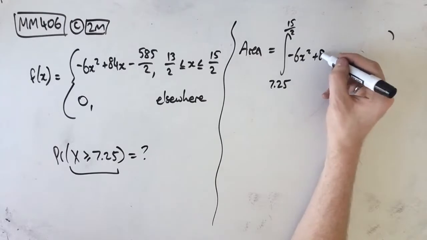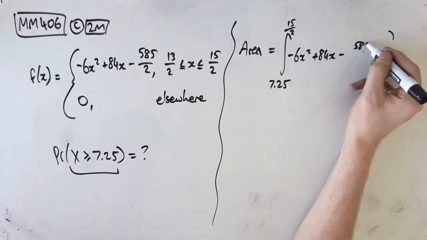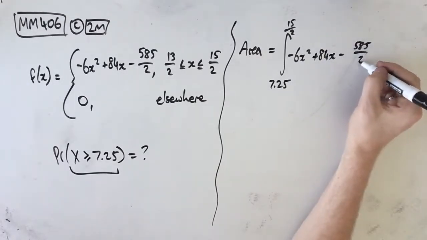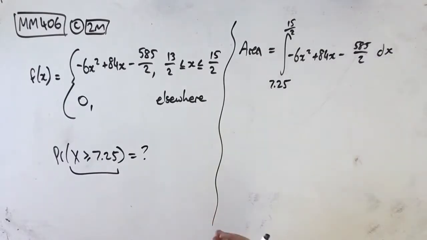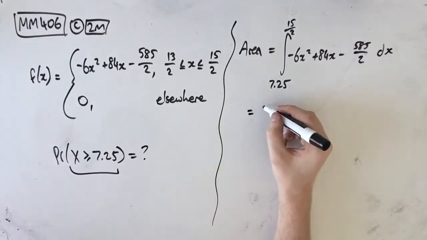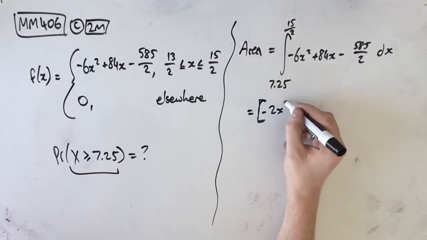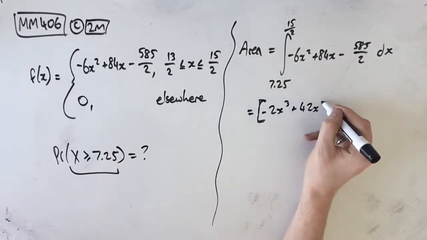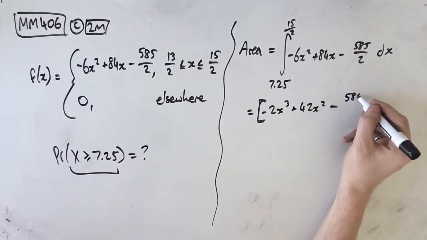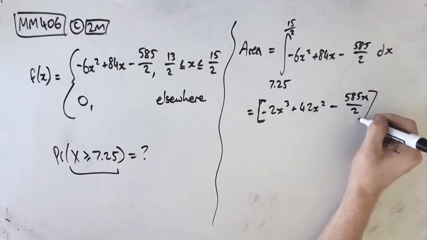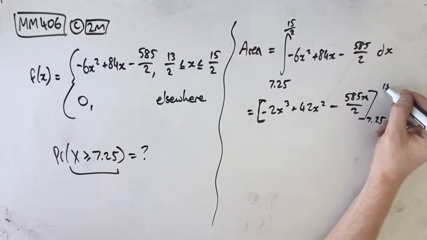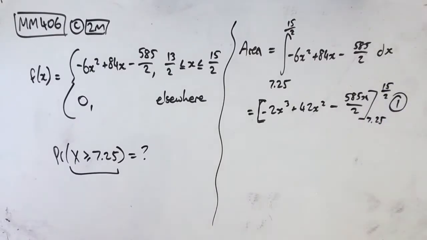So negative 6x squared plus 84x, take 585 on 2, dx. So now what we get is negative 2x cubed plus 42x squared, take 585x over 2, from 7.25 to 15 on 2. This is our first mark.